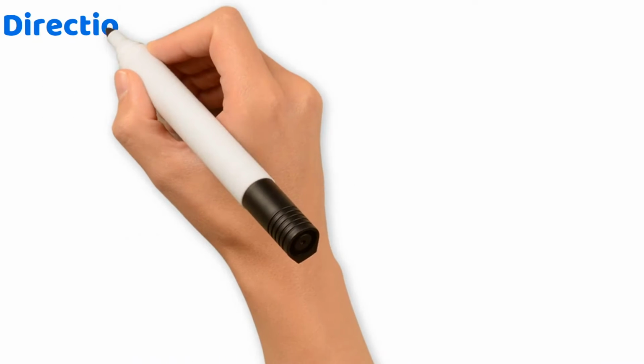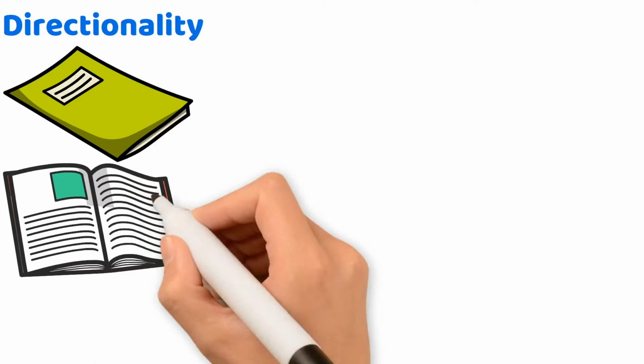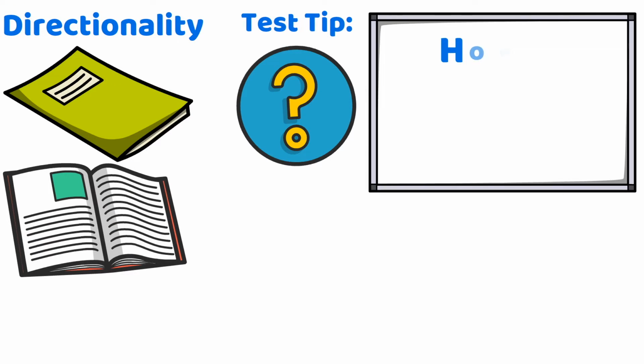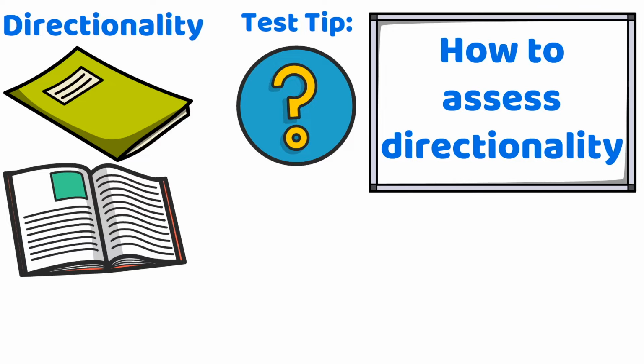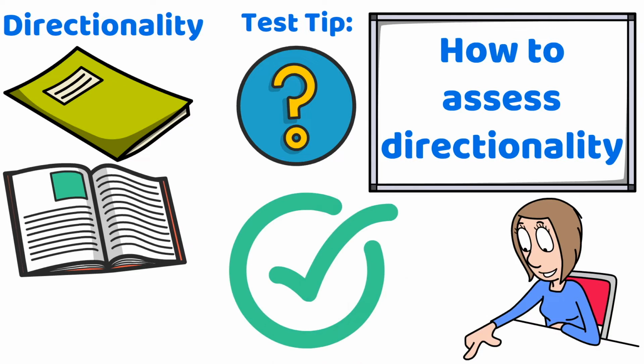Third is directionality, and this is knowing that in English, we read text from left to right and from top to bottom. Test tip. If you get a question on test day about how to assess directionality, look for a response where the student in the question can point to the word that comes next during reading.